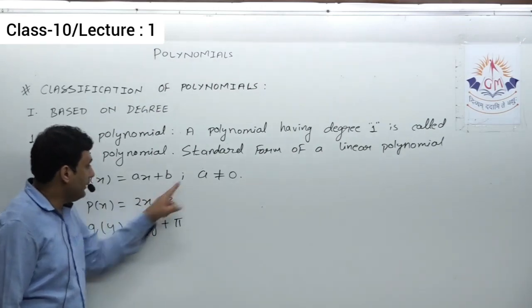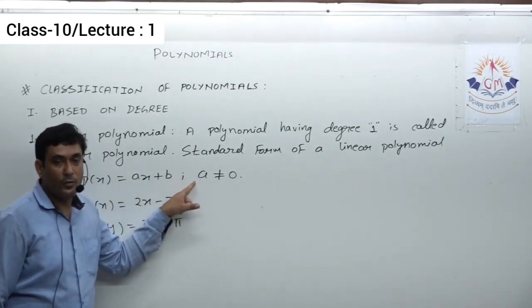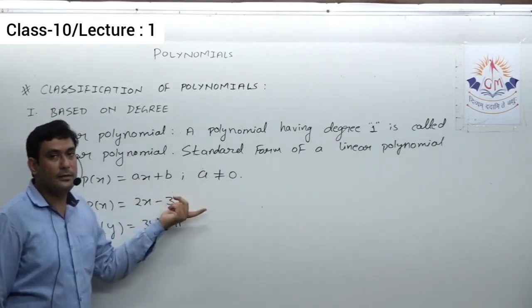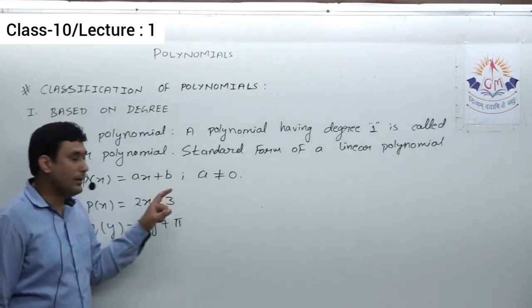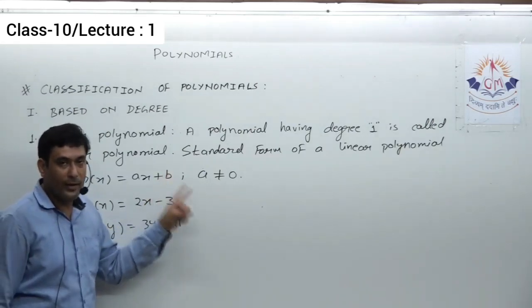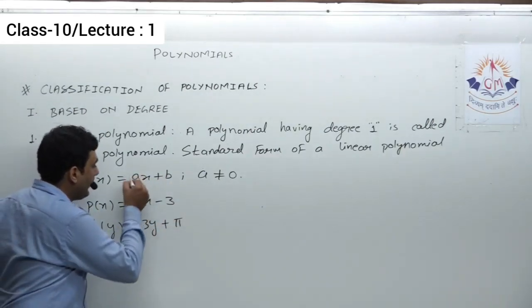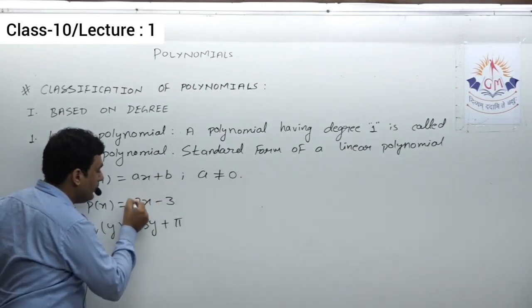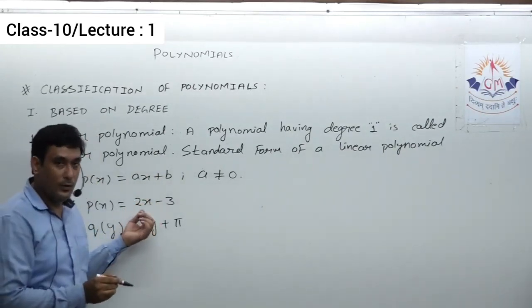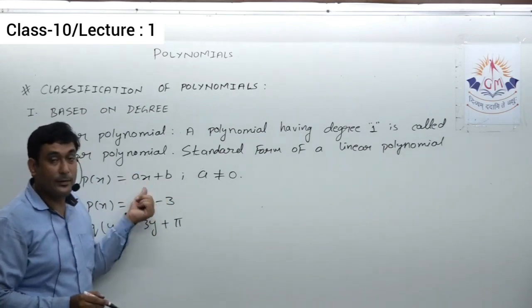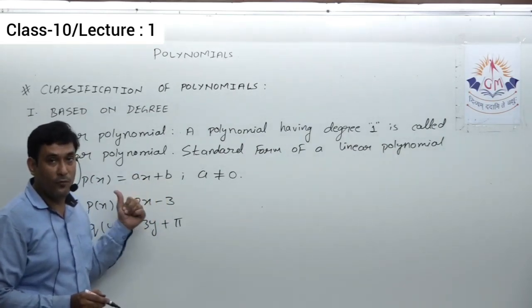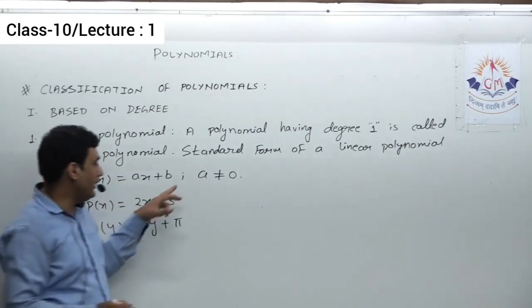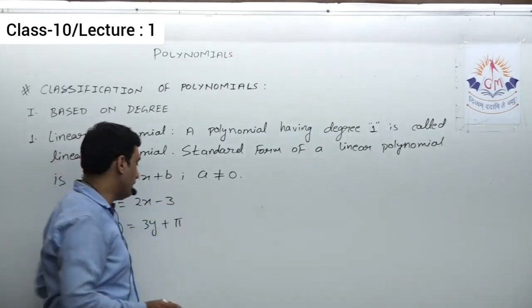So here, see, why should a not be equal to 0? a means the coefficient of x, or in other words, the leading coefficient. It should not be equal to 0. Why? See, if I make a 0, that means instead of 2, if I put 0, then 0 into x will be 0. Then it does not have any term containing the power 1 of the variable, isn't it? Then it won't be a linear polynomial. Therefore, the leading coefficient should not be equal to 0.